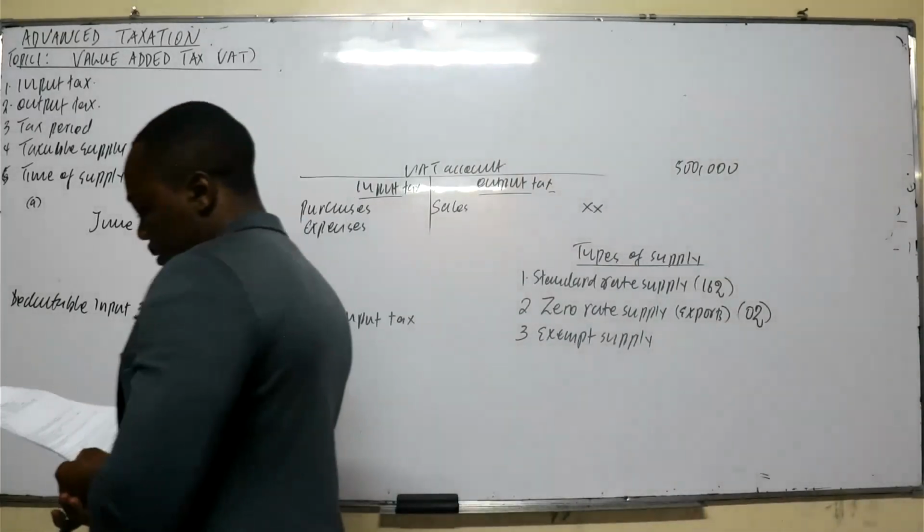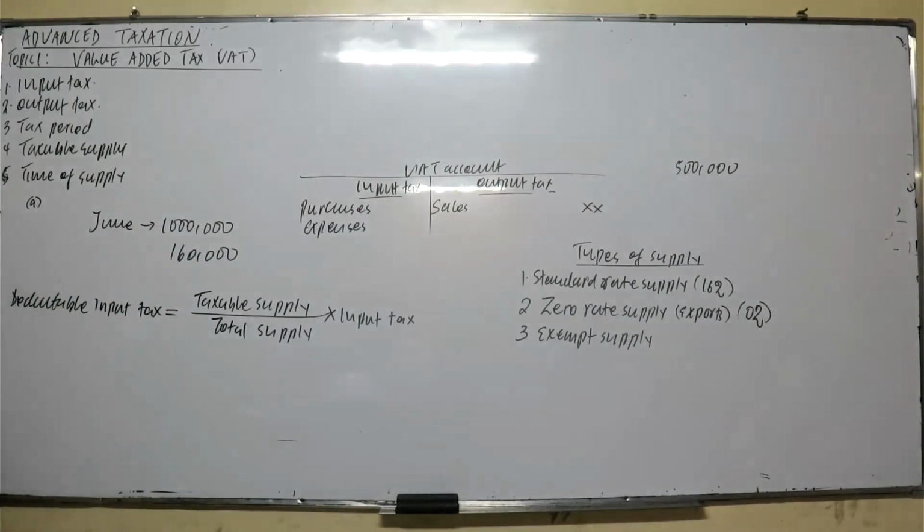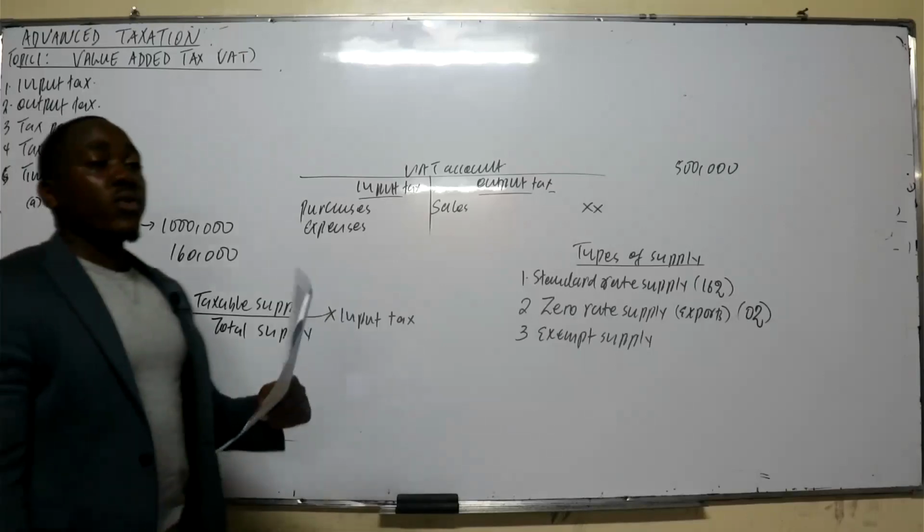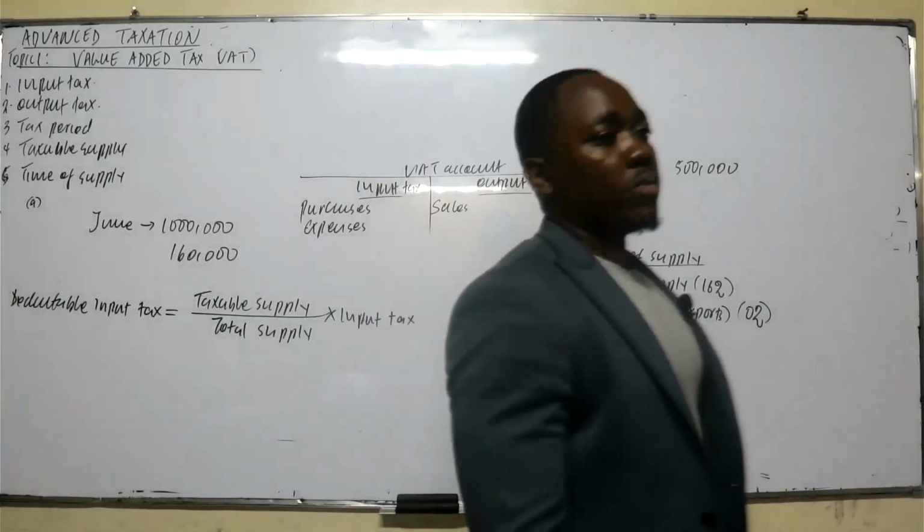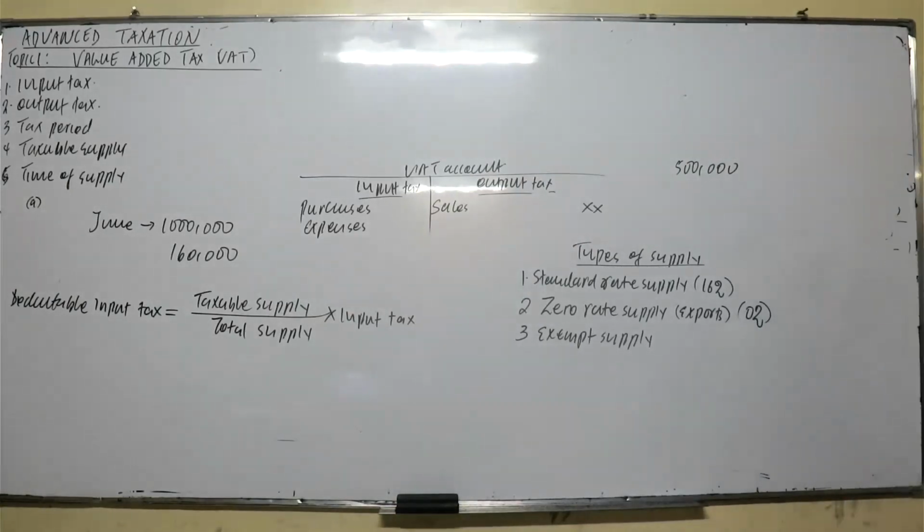Notwithstanding subsection 1 of the Income Tax Act, a person who makes or intends to make a taxable supply may apply to the commissioner for voluntary registration.